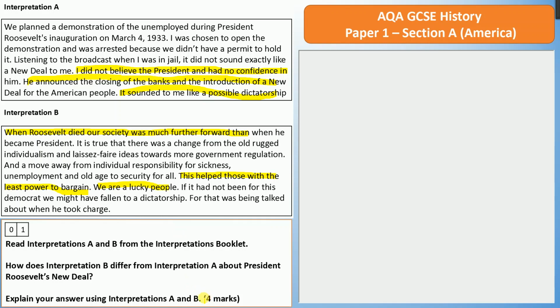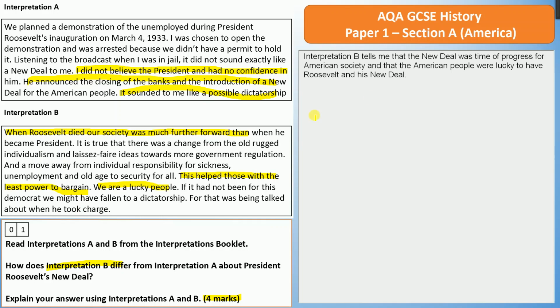Interpretation B. Remember, it's asking for us to look at interpretation B first. How does it differ? Interpretation B tells me that. And I'm going to think, what does interpretation B tell me? Well, it tells me that the New Deal was a time of progress for American society, and that the American people were lucky to have Roosevelt and his New Deal. I'm trying to pick out direct things from the interpretations. He mentions they're lucky. He talks about society being much further forward, so I've used that word progress there to exemplify that.